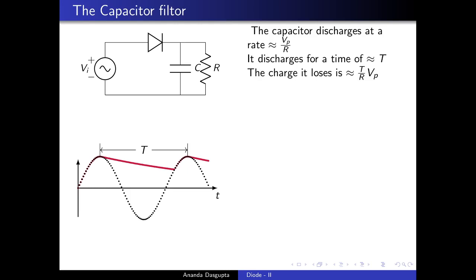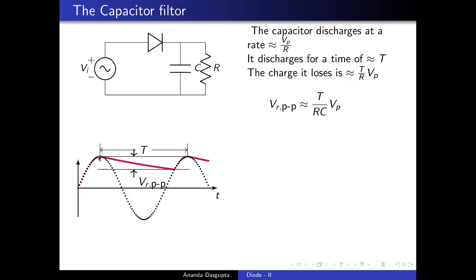So how much charge does the capacitor lose in the process? Simple: the current, Vp by R, times the time period, capital T. But once the capacitor loses charge, its potential decreases. So the potential difference across the capacitor changes by the amount given by the charge it loses divided by capital C, the capacitance. And that is nothing but the peak-to-peak ripple voltage introduced by the capacitor filter.